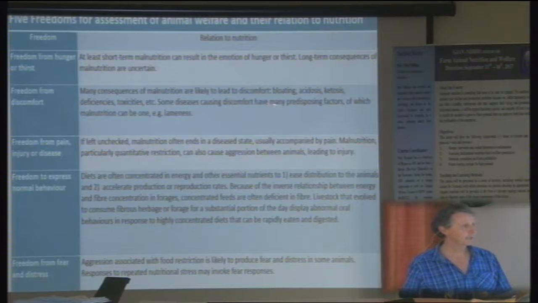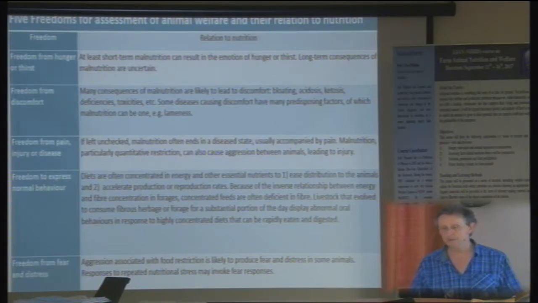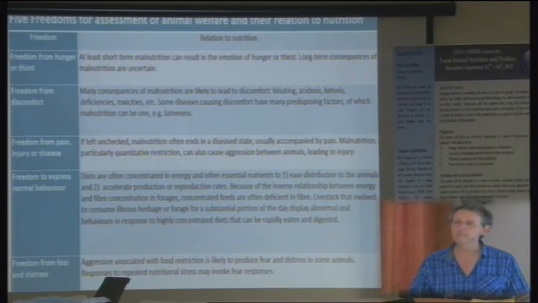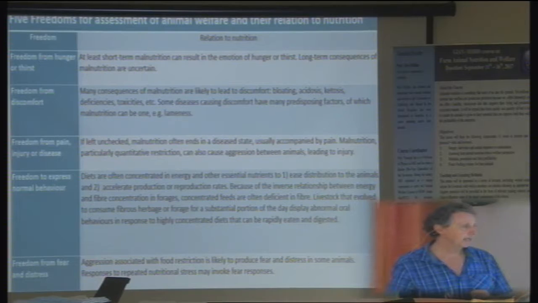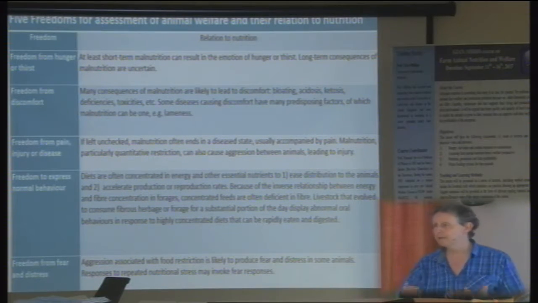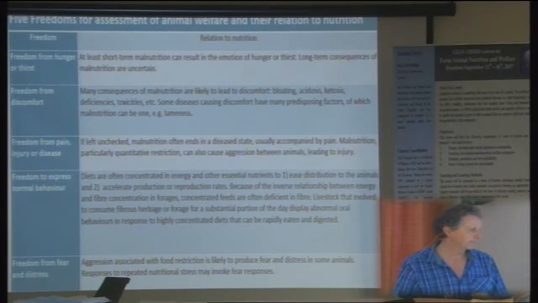Some diseases have a lot of relationships to malnutrition. Lame cows, for instance, very often can't get to the feed. They become very thin. So even when the disease itself is not caused by malnutrition, it may cause malnutrition itself. Freedom from pain: malnutrition, and aggression between animals fighting for food, animals fighting for protein, for instance. We know they do that, can lead to injury.